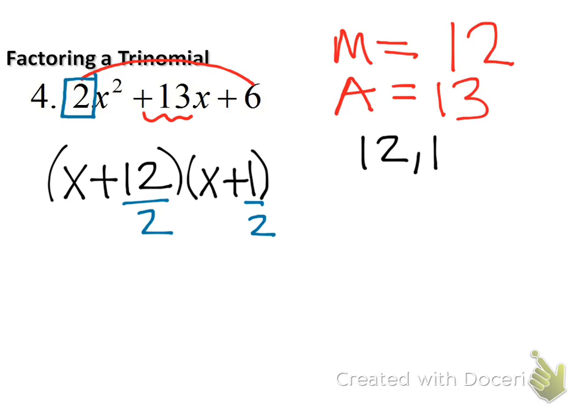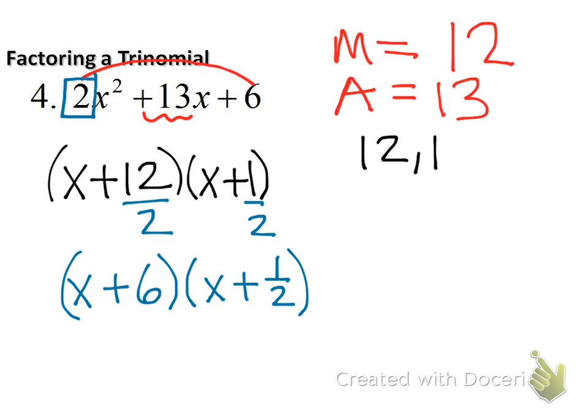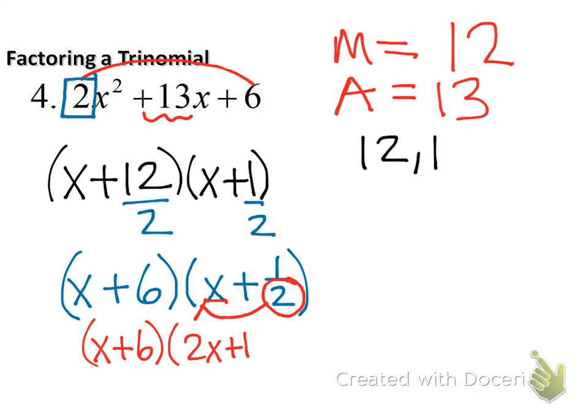Then we simplify. What is 12 divided by 2? 6. Can you simplify 1/2? No, it just stays 1/2. Now, the reason we call it bottoms up method is after you simplify, if you have a fraction, you move the bottom up. So my final answer is x plus 6, 2x plus 1. That's bottoms up. Any questions on bottoms up method?